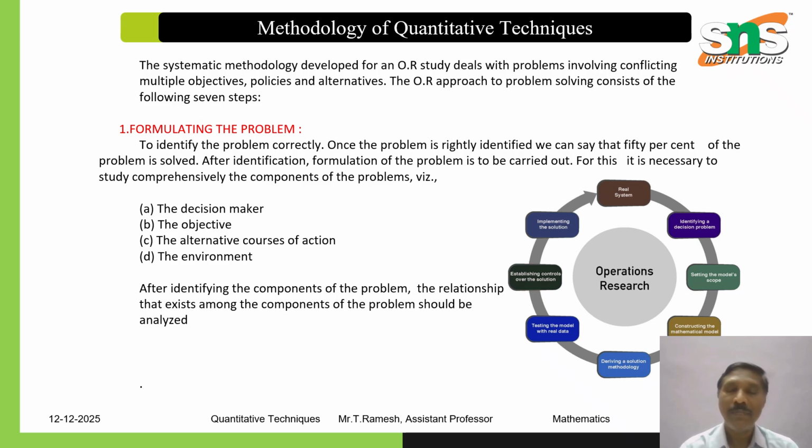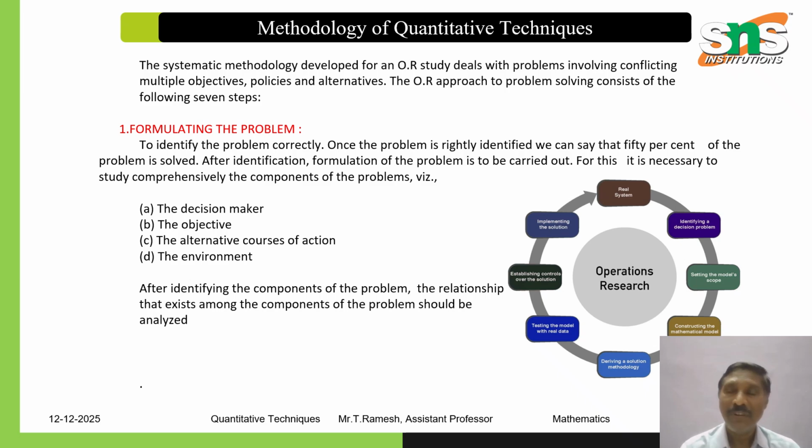The first step is formulating the problem. Identify the problem correctly; once the problem is correctly identified, 50% of the solution is arrived at. So first understand the problem. The necessary study comprises the components of the problem: first a decision maker, second the objective, third alternative courses of action, and fourth the environment. These four categories are involved when we formulate the problem.